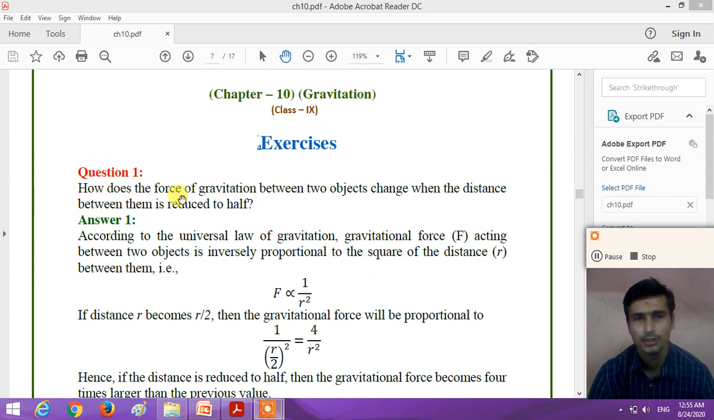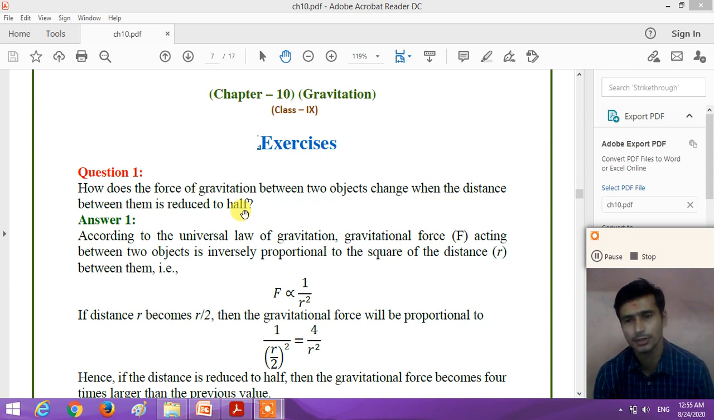How does the force of gravitation between two objects change when the distance between them is reduced to half? Here, how does the gravitational force between the objects change when we change the distance between them, and if the distance between the objects is reduced to half, what will be the gravitational force between the two objects?